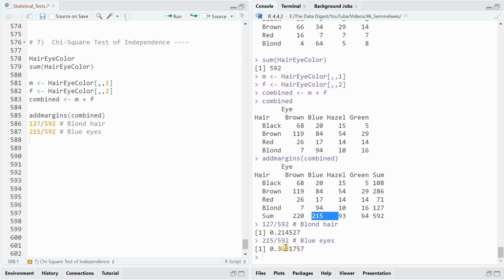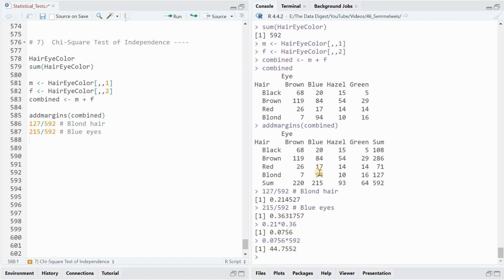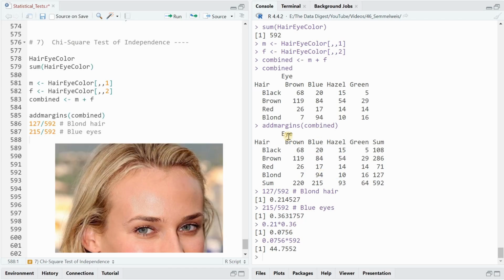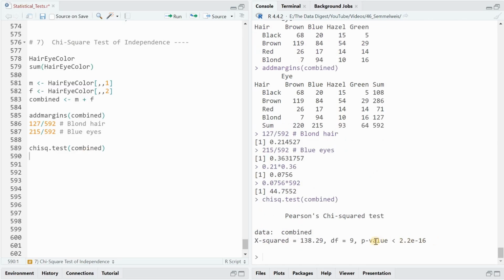Blue eyes in our sample is 36%, and if hair and eye color are independent from one another, then the joint probability of blue eyes and blonde hair is 7.6%, which means in a sample of 592, we would expect 44.7 individuals having this combination, but we have more than twice as many, which indicates that there must be some relationship and that these two variables are not independent. The chi-square test looks into that exactly, and for our table it comes out as highly significant, and we could reject the hypothesis of being independent.